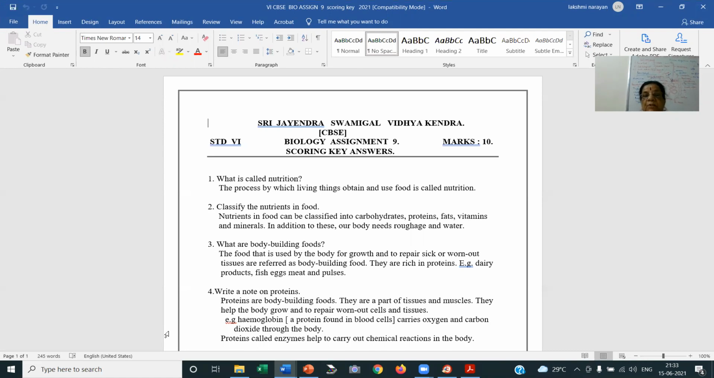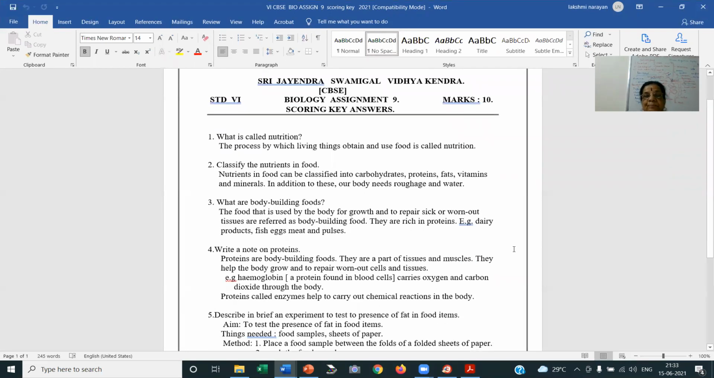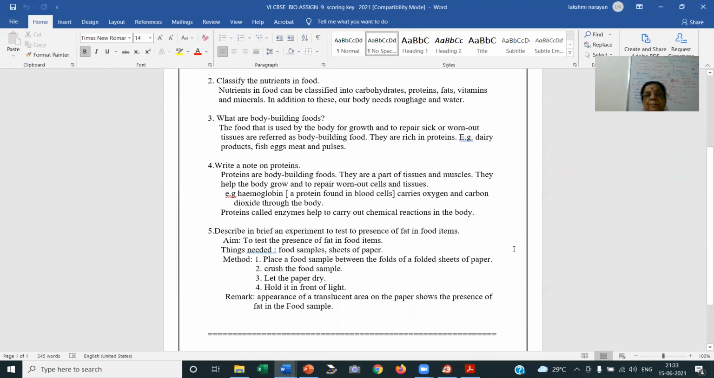Then what are bodybuilding foods? The food that is used by the body for growth and to repair sick or worn out tissues. Sick or damaged or worn out tissues are referred to as bodybuilding food, and they are rich in proteins. Examples: dairy products, fish, egg, meat, and pulses.